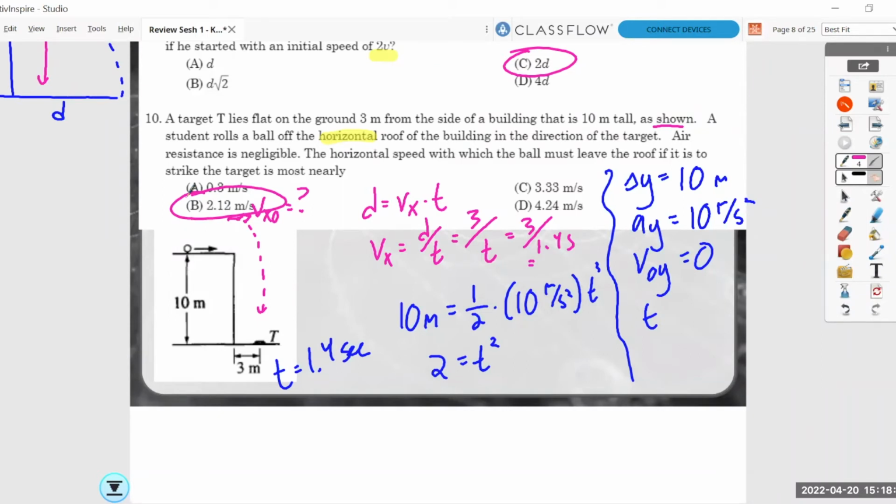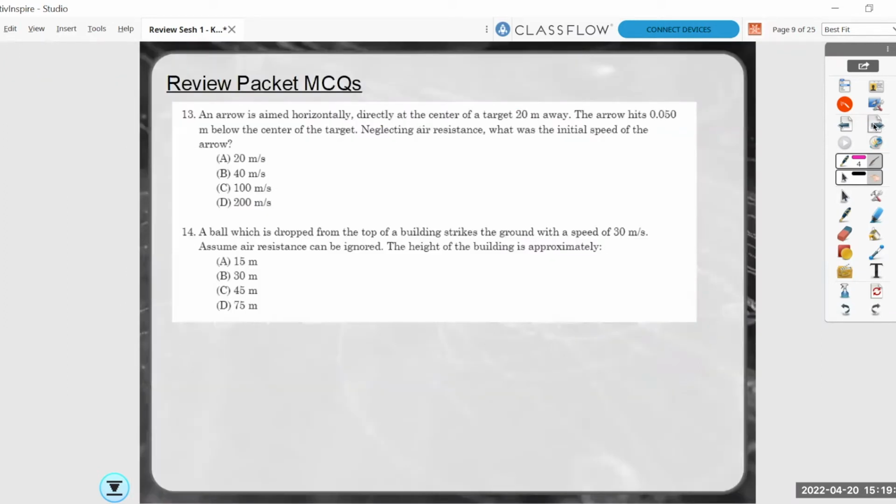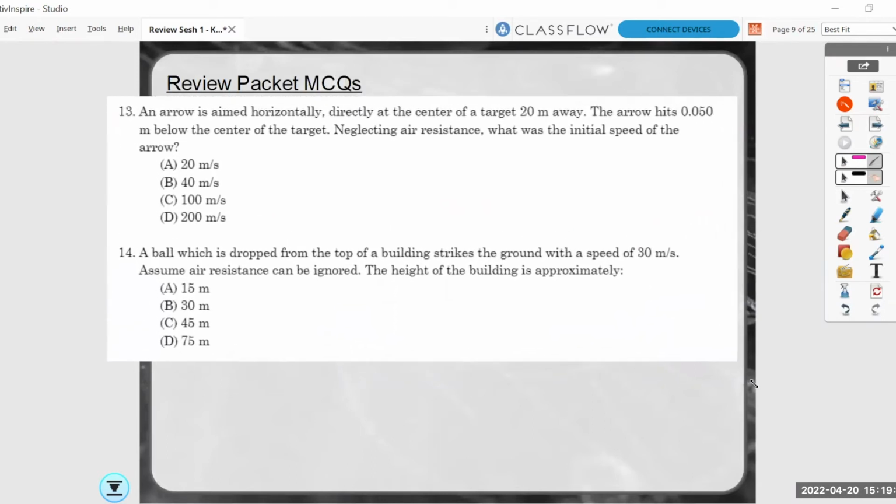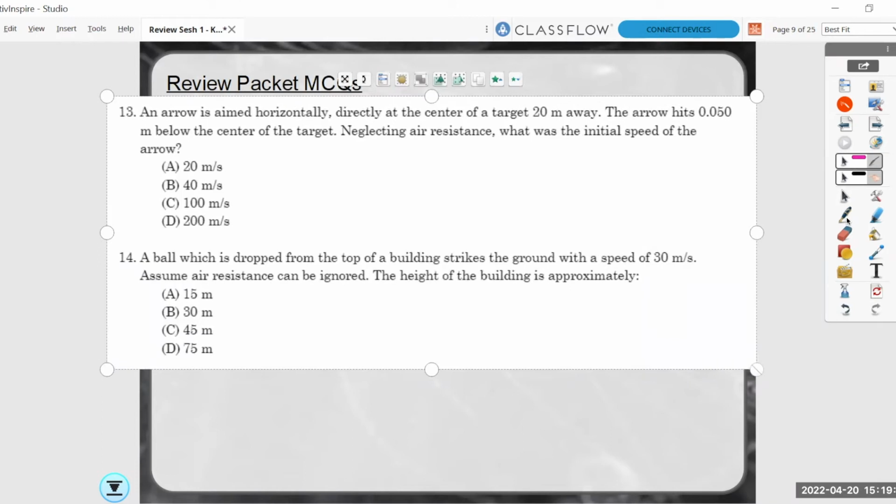So you've got a distance, you need a time. Usually with projectile motion, time is the crux. Time is the thing you need to find. How long does it take to do a thing? All right. Speaking of time, here is one more projectile motion question, a different one. Number 13 is also a projectile motion question.